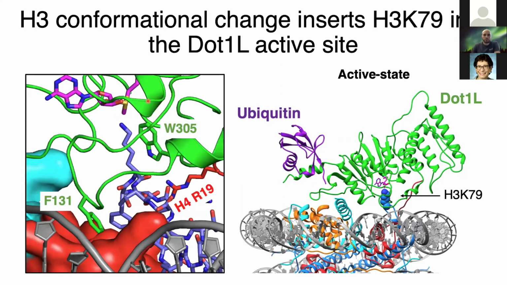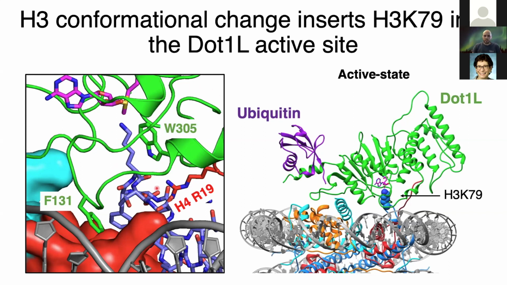And if I build in the rest of the Dot1L structure around this H3K79 side chain, you can see that the altered conformation of histone H3K79 is stabilized by contacts with 2 important Dot1L residues, this F131 residue, which comes in underneath and scoops H3K79 out of its inhibited state, and this tryptophan 305, which braces one side of the lysine and stabilizes it in the active site. And importantly, mutating either of these residues completely kills activity.